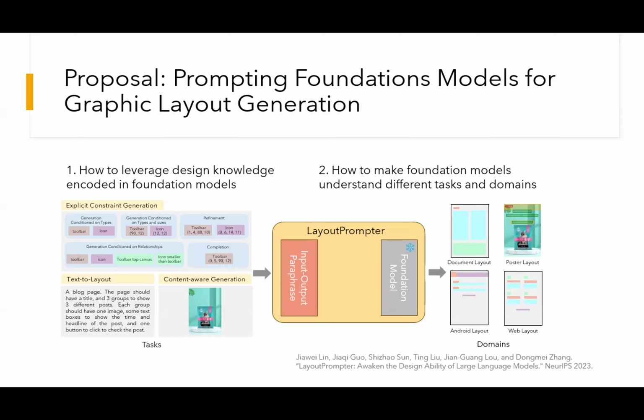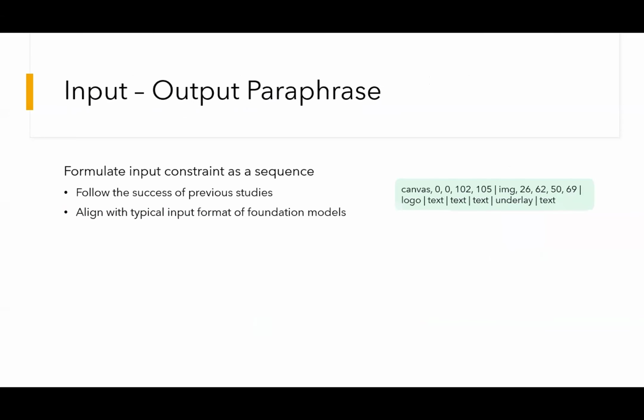The other challenge here is how to make the foundation model understand different tasks and domains. For example, I want the model to know I want a document layout, not an Android layout. So to solve this challenge, we propose the dynamic demonstration selection module. For the input-output paraphrase module, we formulate input constraints as a sequence. This follows the success of previous studies introduced before, and is also to align with the typical input format of foundation models.